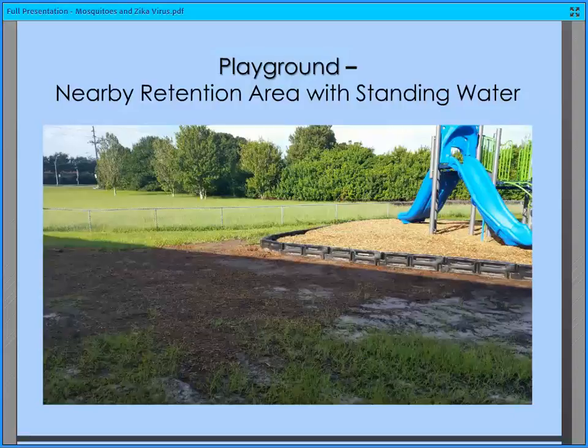This picture here is a playground, and the area on the other side of the fence is actually a dry retention area, which at this point is wet down there. The water's been standing for several months now, I'd say. I don't think it's dried out yet since we've been back. And that is a very difficult area because the kids come out there and they're just getting swarmed by mosquitoes. So again, we've gone in and used some surface control products around the edges there, trying to keep it down.